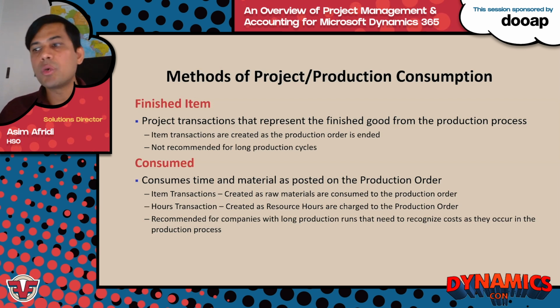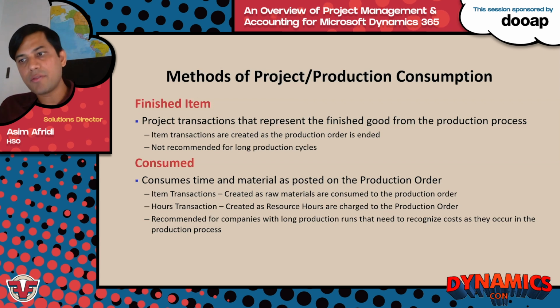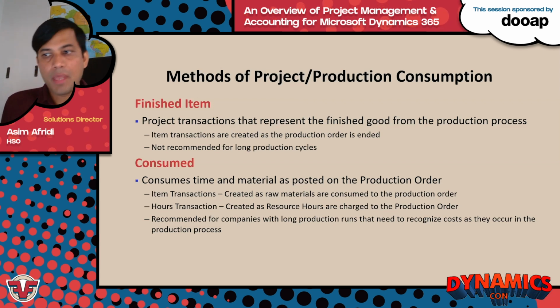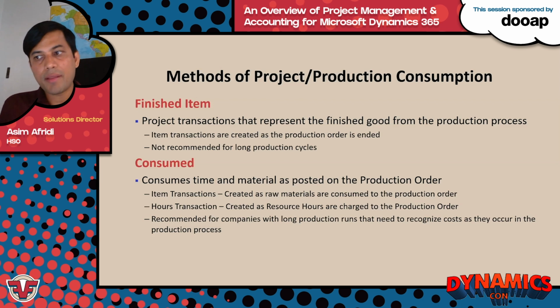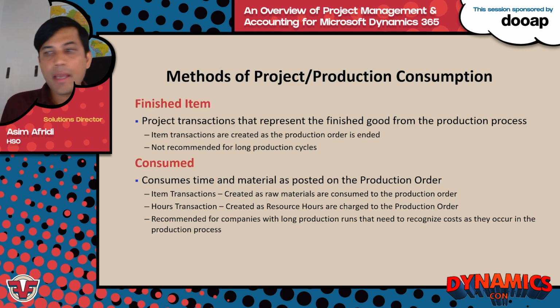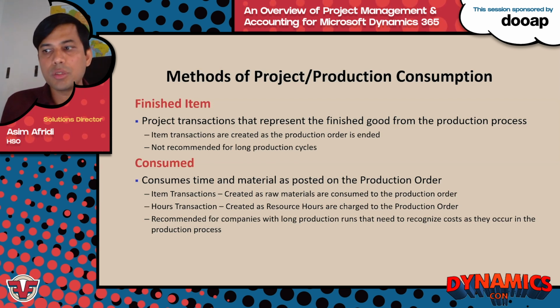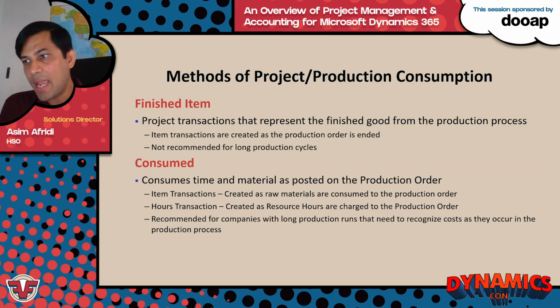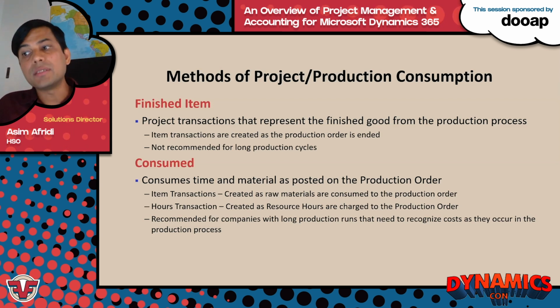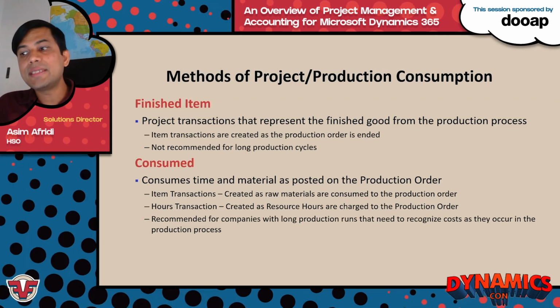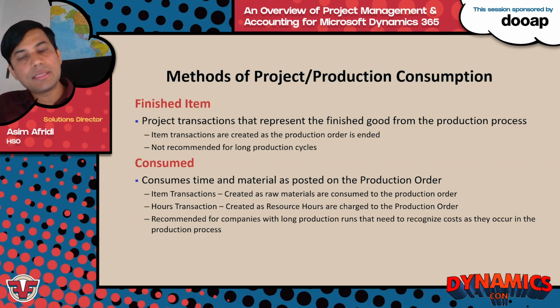So some more details towards each method that we just discussed. So the first one, finished item. Essentially, an item transaction or transactions are created as a production order is ended. That just means that you'll see that as finished good, not the actual components of the finished goods as consumed to the project. And this one's not recommended for long production cycles, because if you have long production cycles, for example, that last months or a year, who knows, you won't see the cost on the project until that's ended, right?